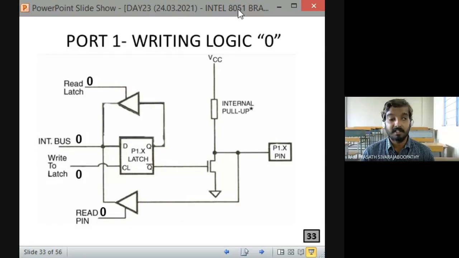Fine. Now listen. Now the write to latch signal is getting 1. So the signal is enabled. Correct? What happens when it gets enabled? What about the logic of the latch now? It has been enabled. What about the logic inside the latch now?